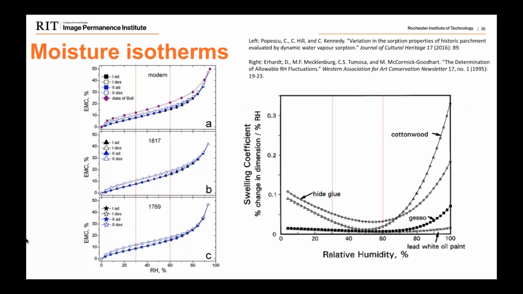And you can see again, while they do deviate outside of that range, within that 30 to 60%, you're seeing pretty small changes in moisture content for all of those materials. And multiple studies have shown that for a wide range of materials, it's similar results.